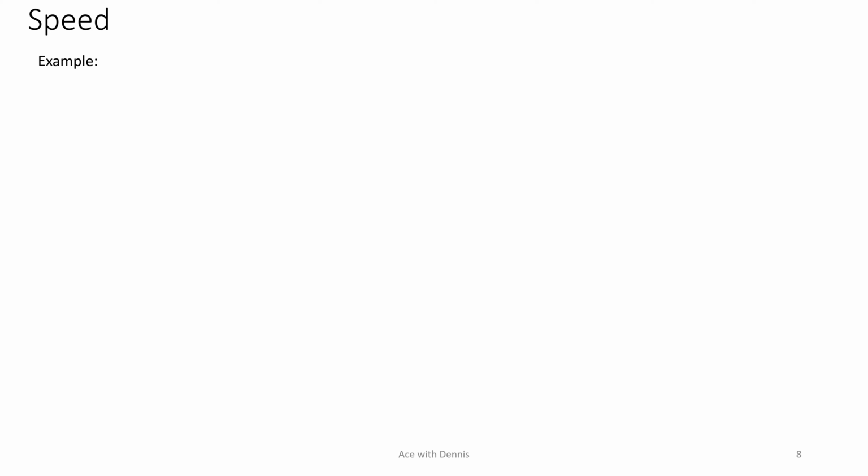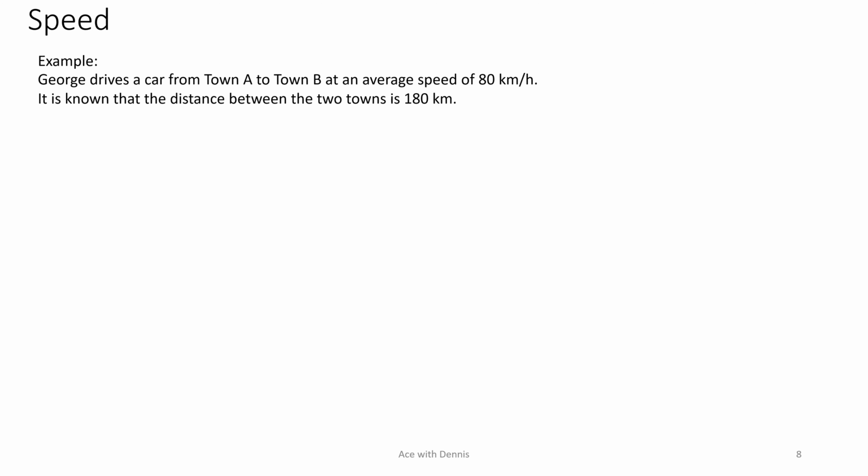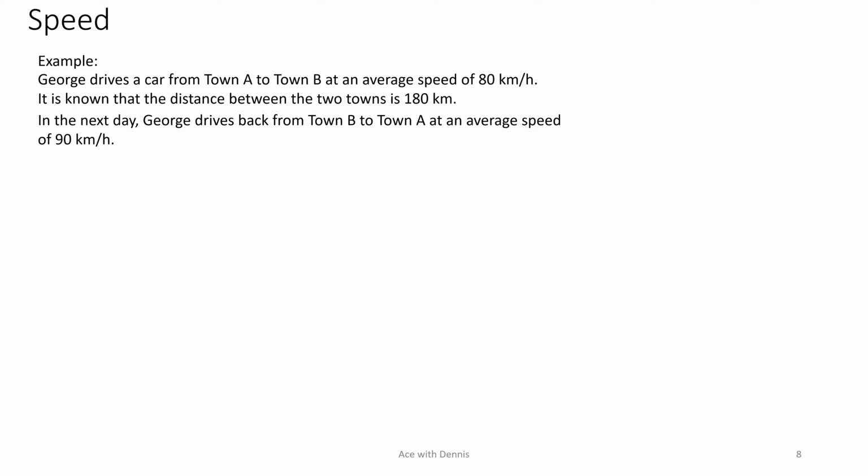So let's look at an example. George drives a car from town A to town B at an average speed of 80 kilometers per hour. It is known that the distance between the two towns is 180 kilometers. The next day, George drives back from town B to town A at an average speed of 90 kilometers per hour. Calculate the average speed of the car for the whole journey. You can pause the video and take some time to do the calculation.